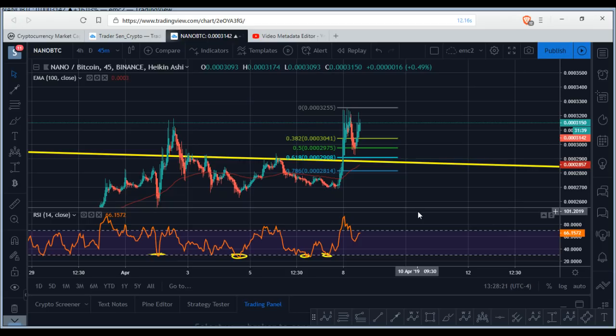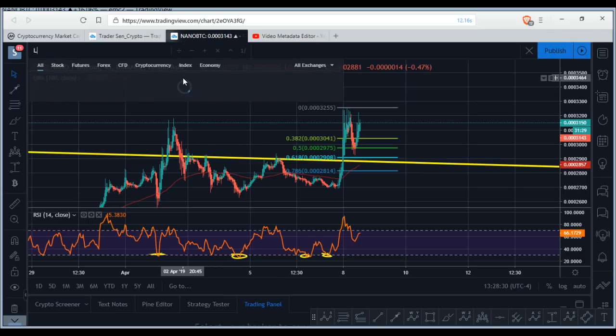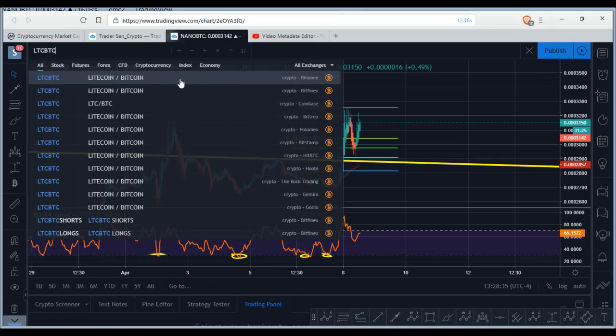It is pretty bullish. Let's go ahead and take a look at Litecoin. Let's take a look at Litecoin. Litecoin looking pretty bearish for some reason.